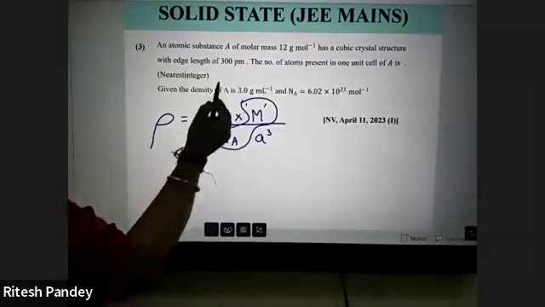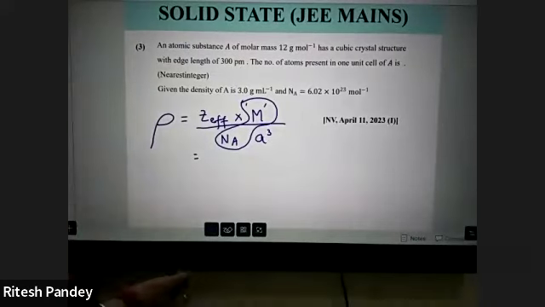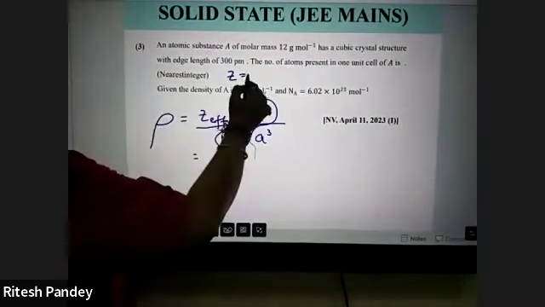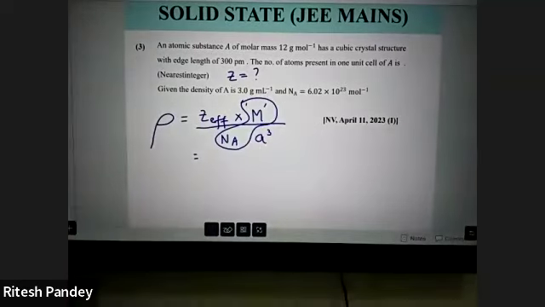Now, molar mass is given, cubic crystal structure A is given, number of atoms present in 1 unit cell of A is. So they're looking for Z. See if you are understanding the question in the very first place, and please tell me if you have an answer. Yes, please. I want to hear from someone.